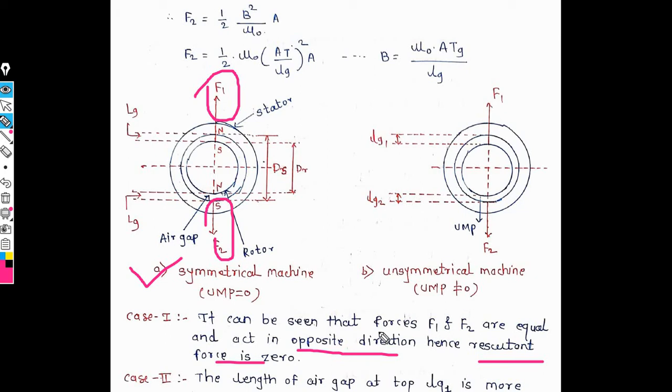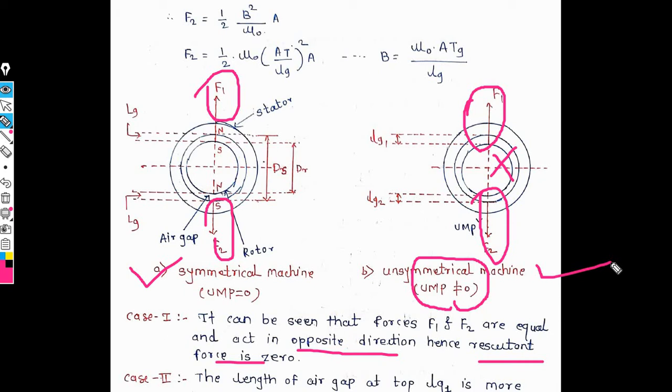Then in unsymmetrical, the forces F1 and F2 are not equal, and they act in opposite directions, but their resultant force is not equal to 0. This type of force is called unsymmetrical magnetic pull. That means the unsymmetrical and symmetrical magnetic pull condition depends on the forces acting on the stator and rotor, and we need the concept of resultant force.